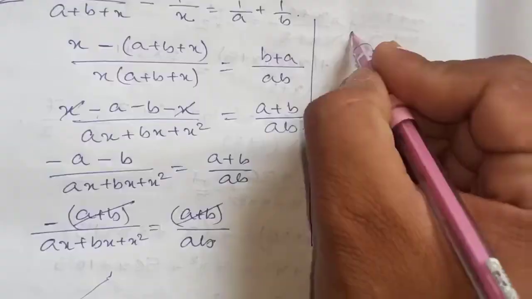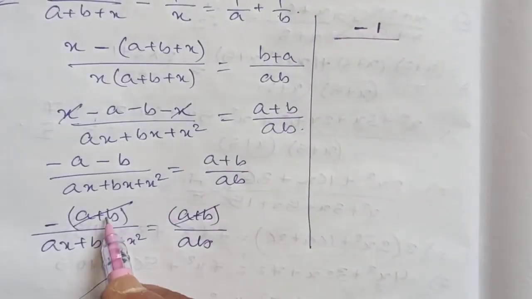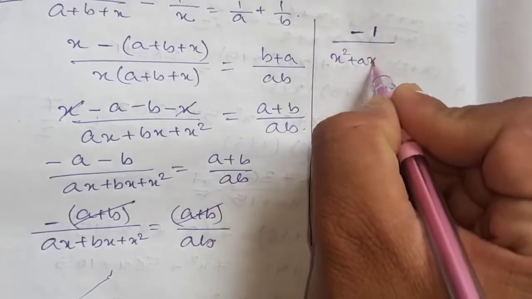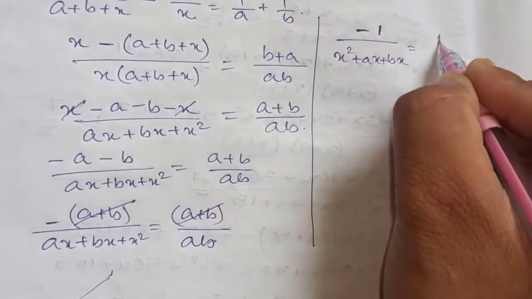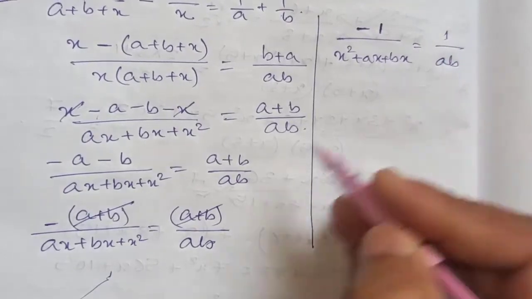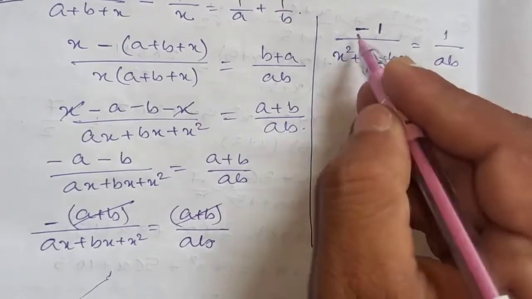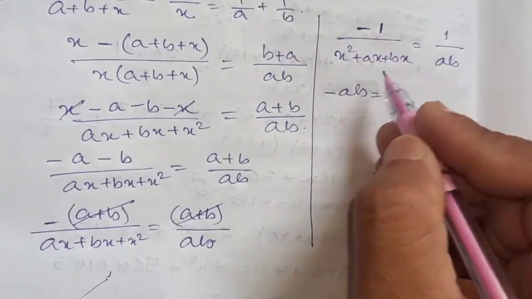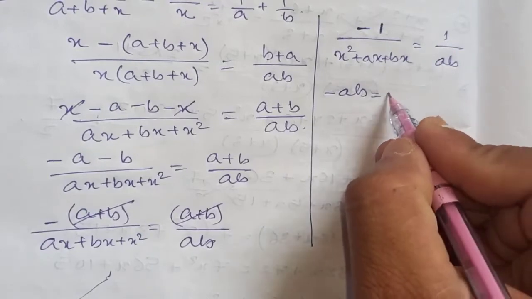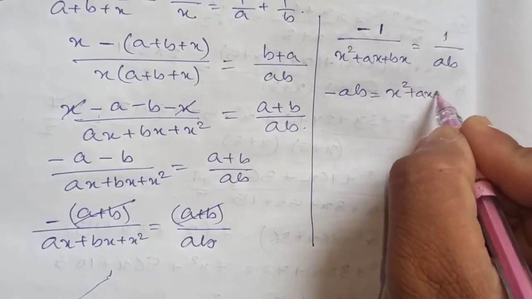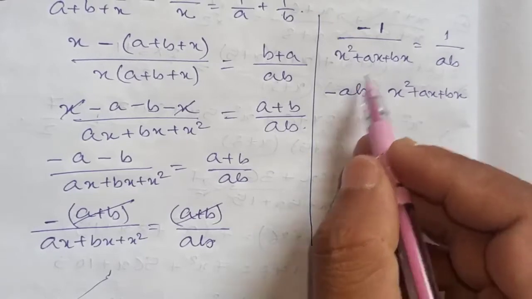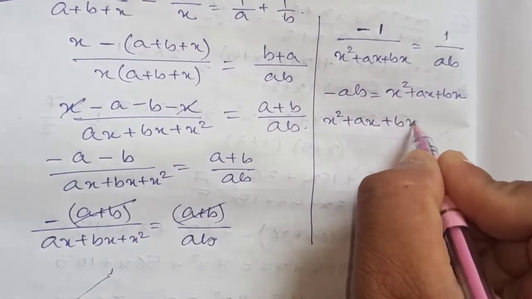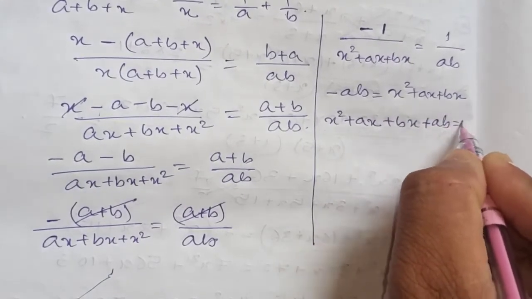Okay, so minus 1 will be left here, nothing is there on this side so 1 will be left, x square plus ax plus bx equals 1 by ab. Okay, 1 by ab. Now again cross multiply: this side we get minus ab, this side we get minus ab, and this side we get all the terms multiplied by 1, so x square plus ax plus bx. Okay, now bring ab to this side: x square plus ax plus bx plus ab equals 0.